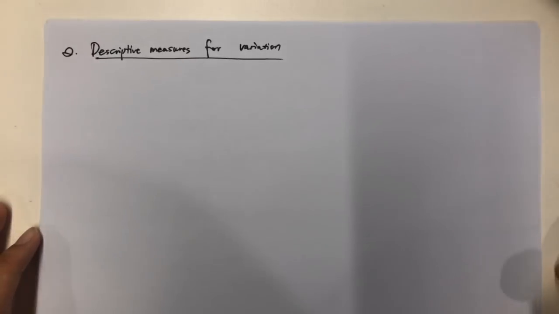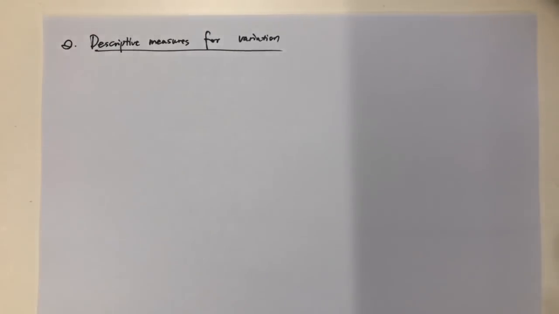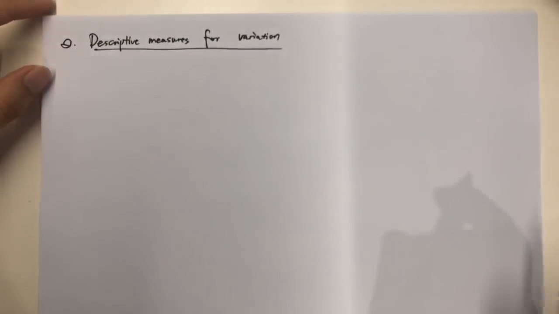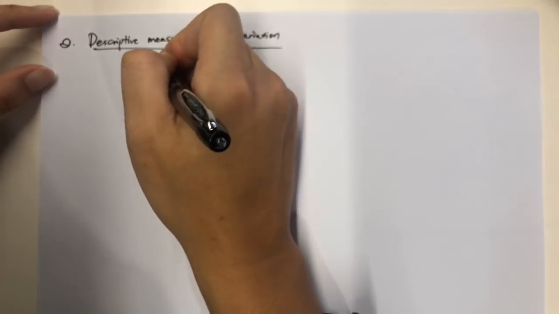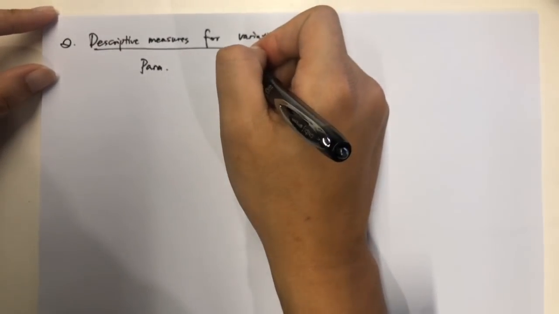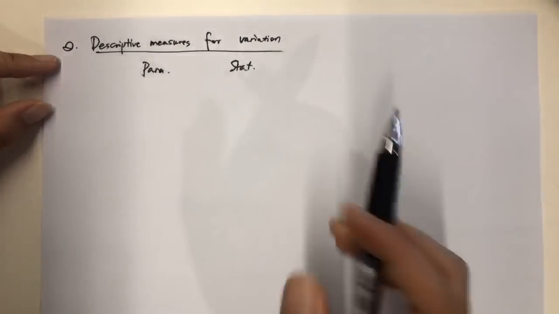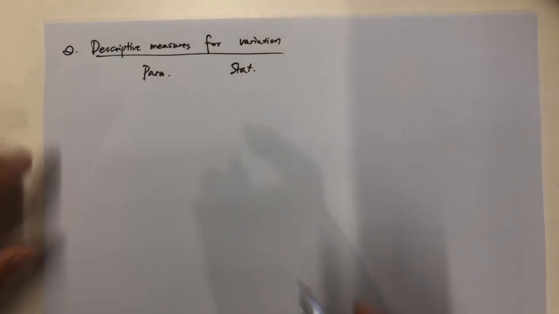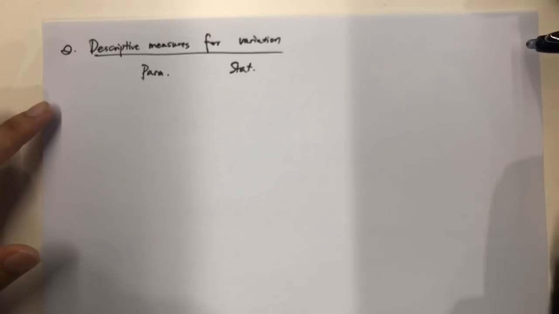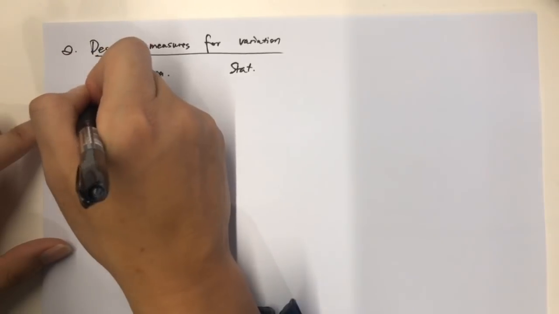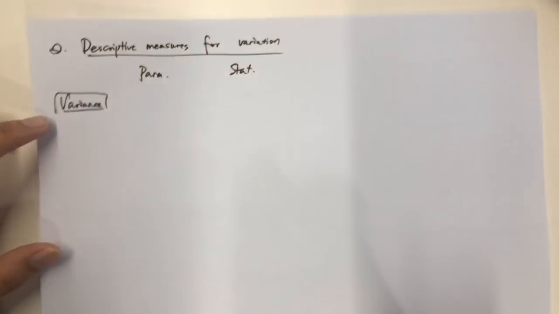In here, we do have some understandings that you need to know regarding those descriptive measures, okay? So now, in terms of the descriptive measures for variation, again, we do have parameter versions versus the sample statistic versions, okay? So I call it the parameter version or the statistic version. So first of all, the most commonly used one is variance, right? Okay, so we have variance as the most commonly used one.